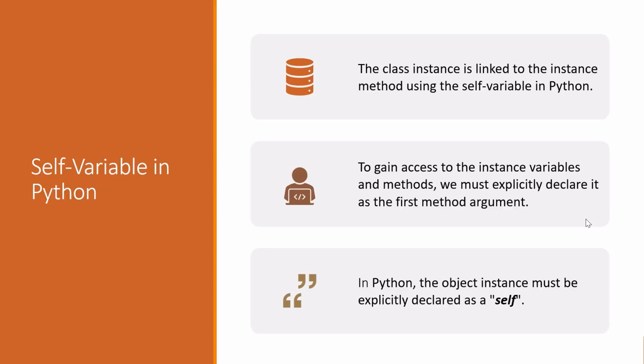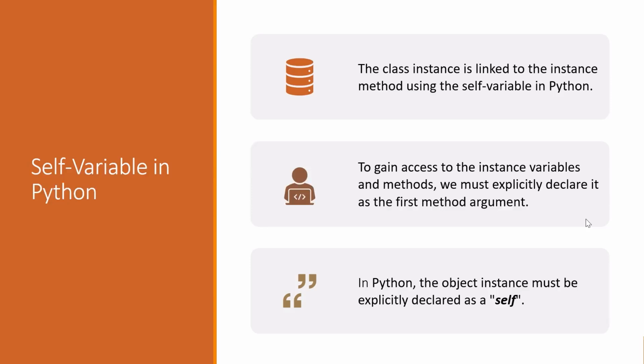The class instance in Python is linked to the instance method with the help of the self variable. To gain access to the instance variables and methods, we must explicitly declare it as the first method argument. Instance methods are the only ones that use this variable. There is also a misconception that self is a keyword in Python, but it is not. We can define the self variable with any other name. The only condition is that we use it as the first method argument, and we can use any other name instead of self.